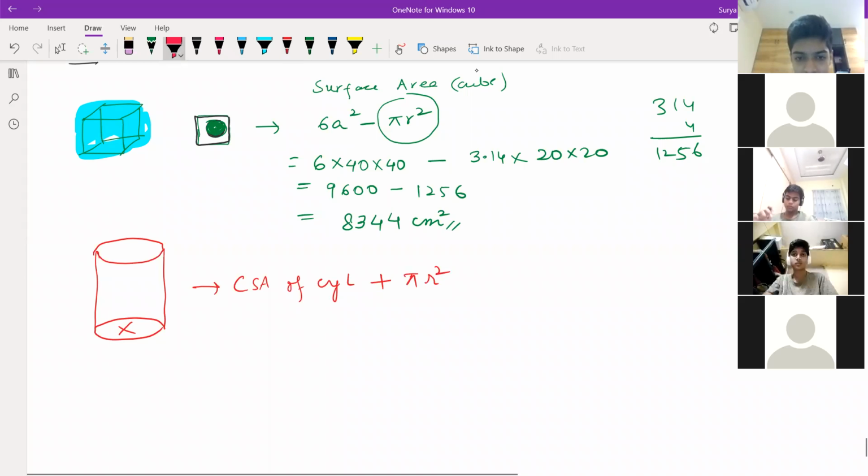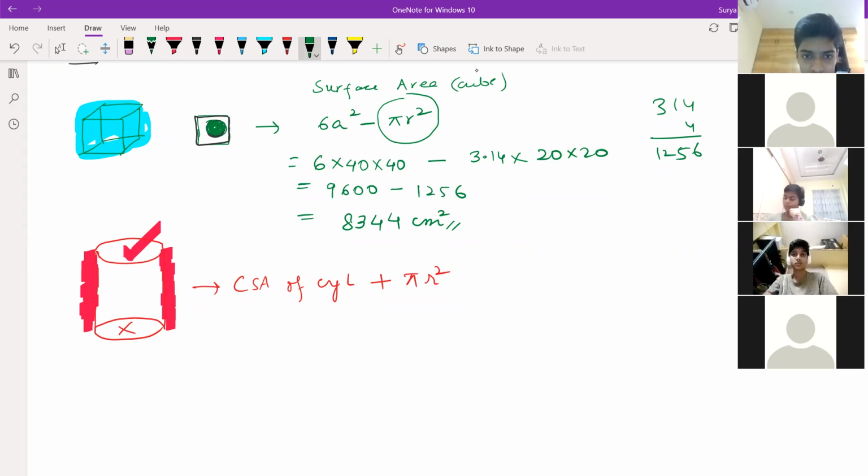The CSA contains, try to understand, children, only this curved surface area part of the cylinder. Means what I'm writing in dark here, and plus area means this area we are adding here. All right. So this part is covering under 1. I'm writing here 1, and this part is 2. So this part is what?